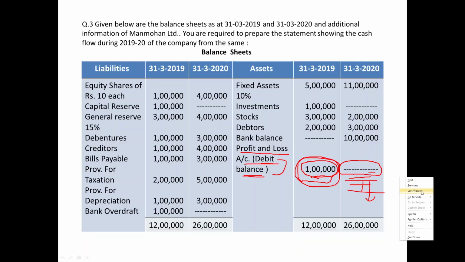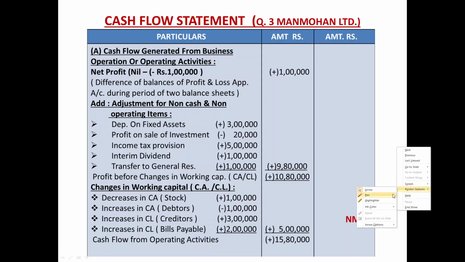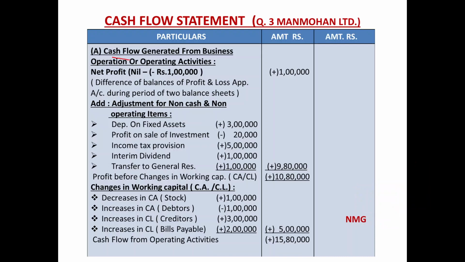Let us have a look at how we have reported the profit of the current year in the CFS form. Title A, cash flow generated from business operation or operating activities. Net profit of the year. Difference of balances of profit and loss appropriation account during the period of two balance sheets, one for 2019, another for 2020.